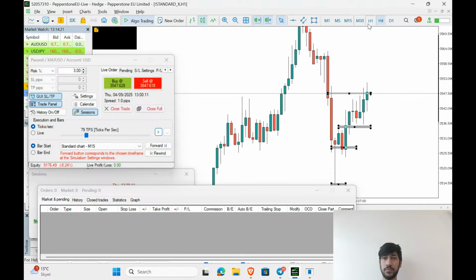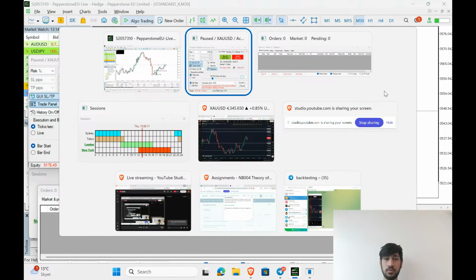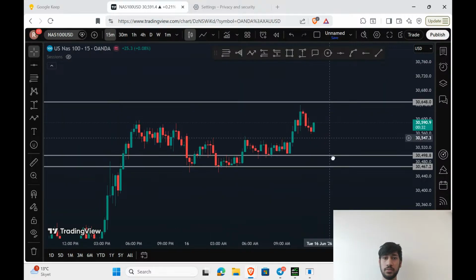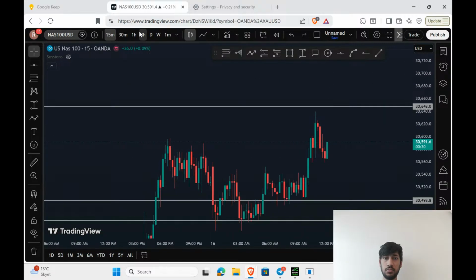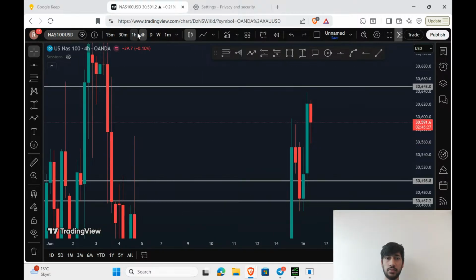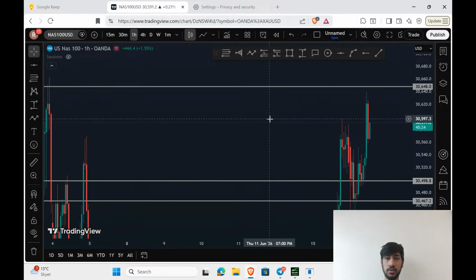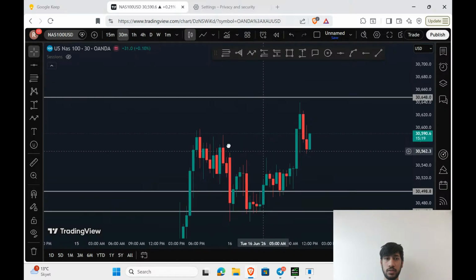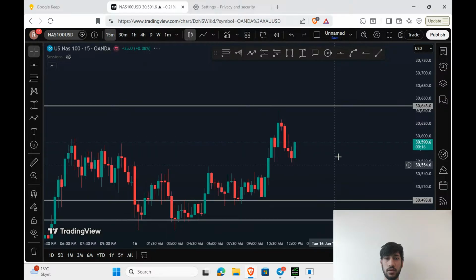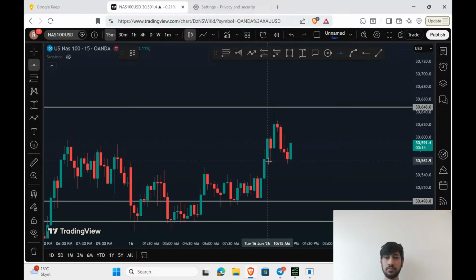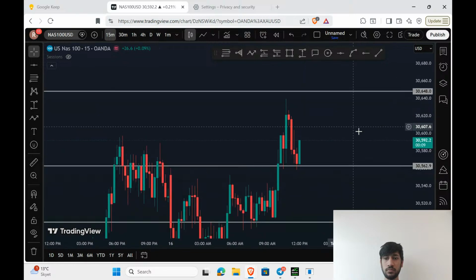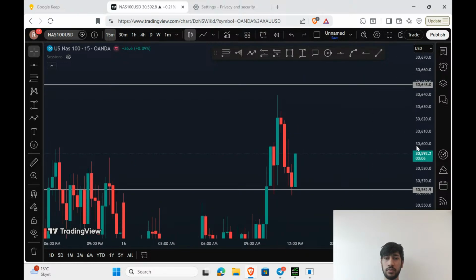H4 is coming up. H1. Yeah, Nas we are forming bullish. So H4, yeah, we have a clean range on H4. H1 we are moving up. M30 moving up. M15 we formed support. M15, I want this candle to have that wick.